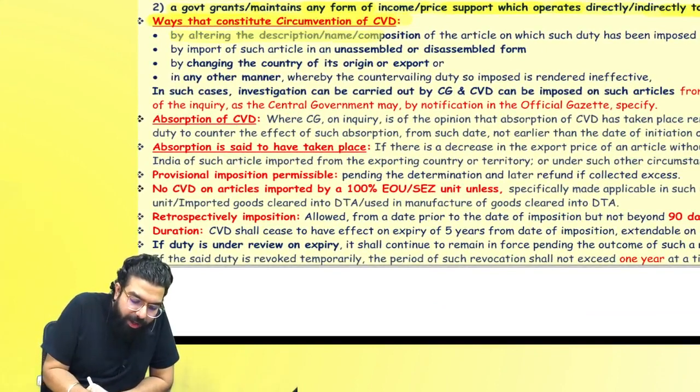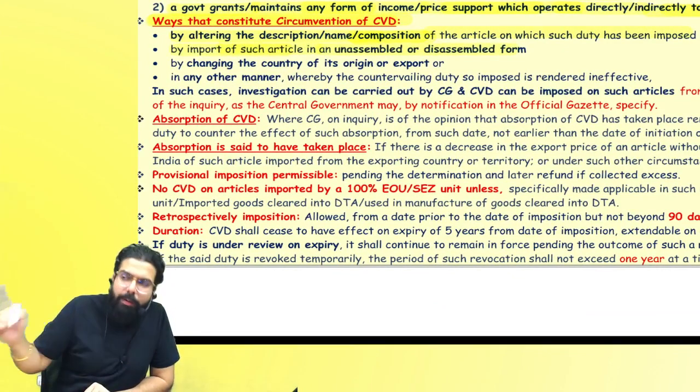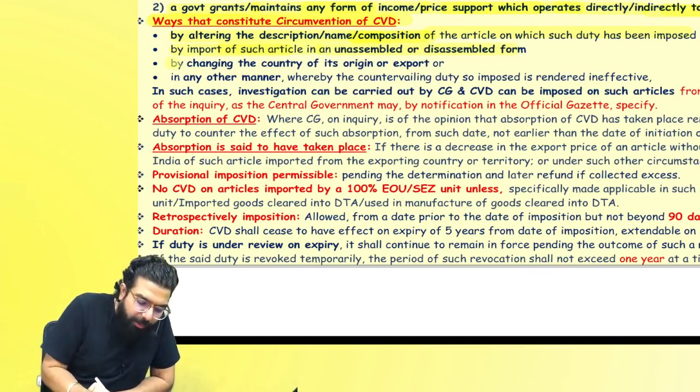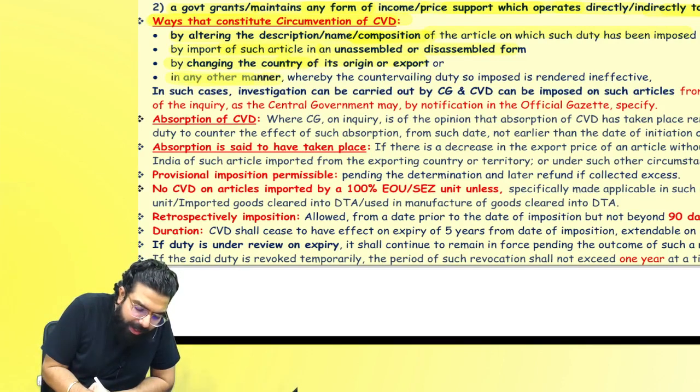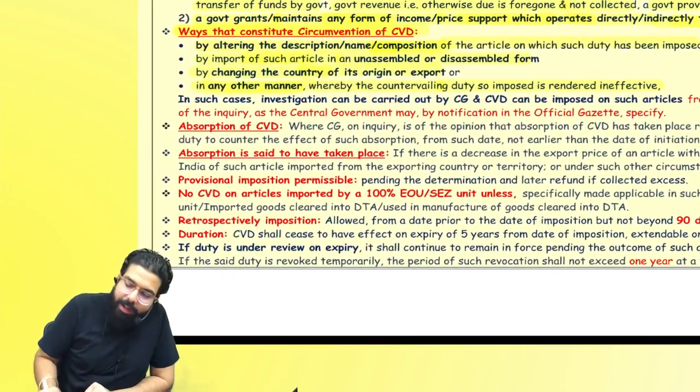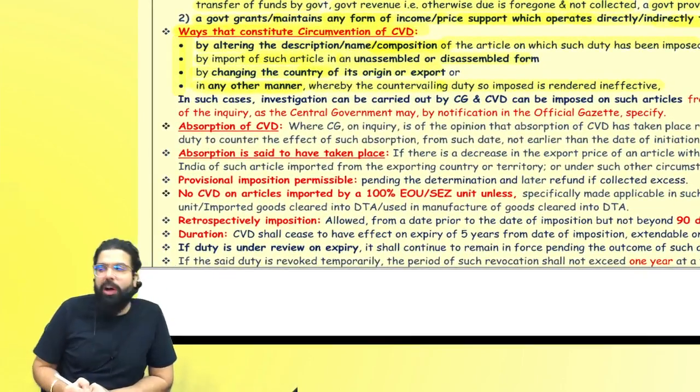Circumvention by altering the description or name or composition of the article on which duty is imposed, by import of such article in unassembled or disassembled form, by changing the country of origin, sending it to Dubai, and from Dubai sending it to India, or sir, by any other manner whereby the CVD so imposed is rendered ineffective. These are the ways of circumvention.